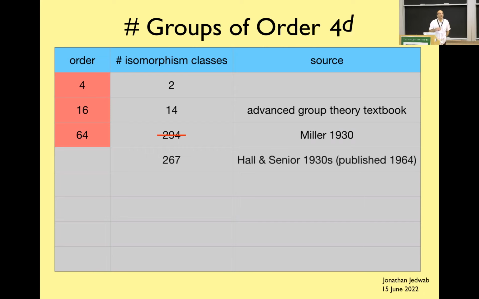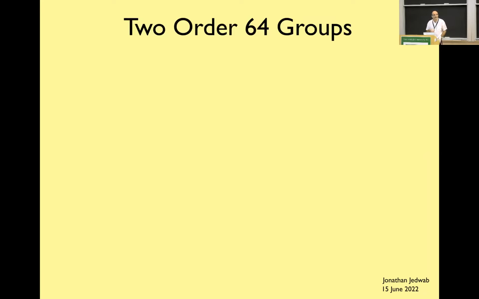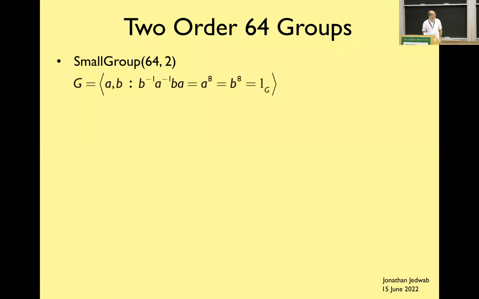So let's take a look at some groups of order 64. Things get kind of complicated. There's a library called the small group library, and the first parameter tells you the order of the group. So let's have order 64, and then catalog number 2, that's an arbitrary numbering that's now been accepted. So within this library that can be found online, catalog number 2, order 64, well, it's this group.